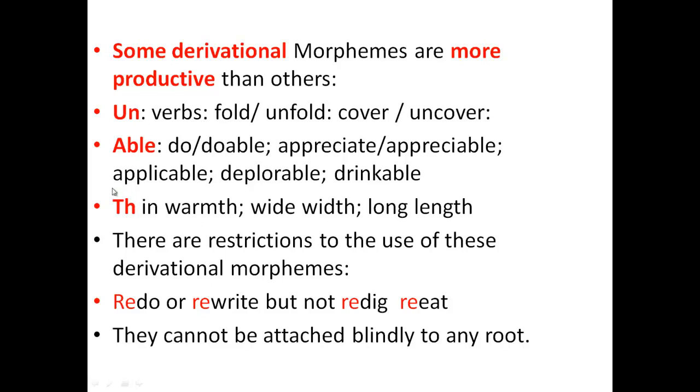Now, th is identified as a morpheme in English. It can be added, not to a wide range of words, but to some words. For example, warm, the adjective, plus th, becomes the noun warmth. Wide, width, long, length. But we have got restrictions as far as the distribution of this morpheme is concerned. It's not that free. It's not as free as able or un. There are restrictions to the use of these derivational morphemes.